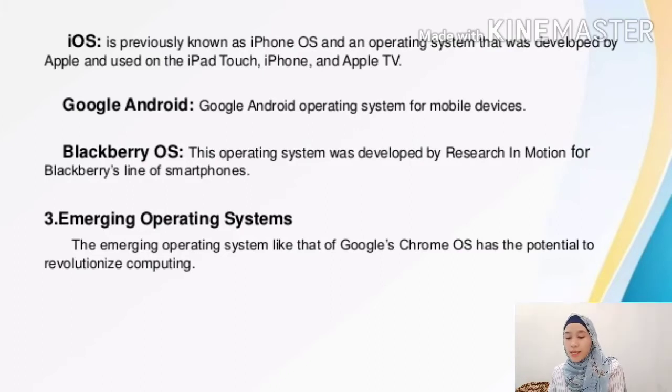Okay, so number 3 is emerging operating systems. So the emerging operating system, like that of Google's Chrome OS, has the potential to revolutionize computing.